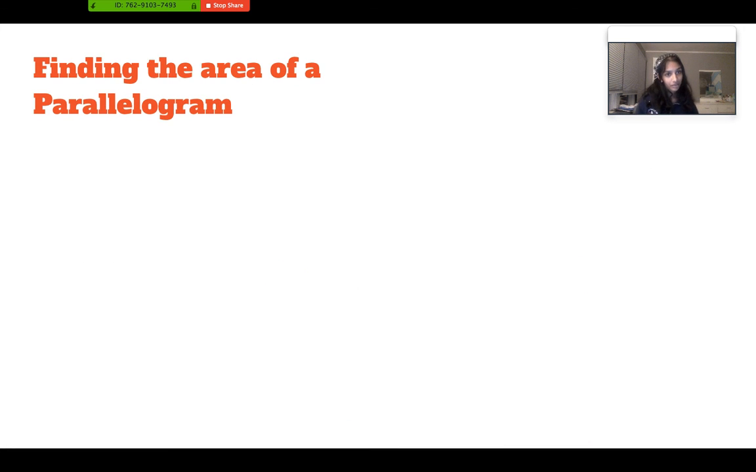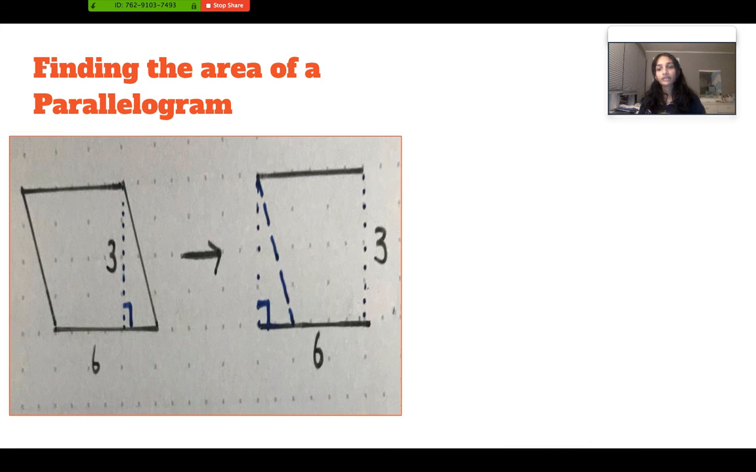Now we're going to look at parallelograms. So here's a parallelogram on your left, and when you look at it, what two shapes does it consist of? It consists of one rectangle and two triangles.